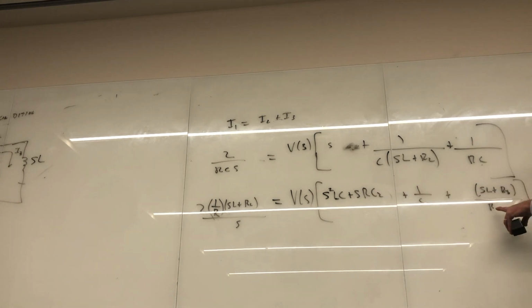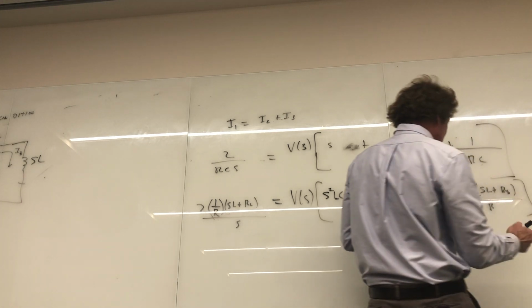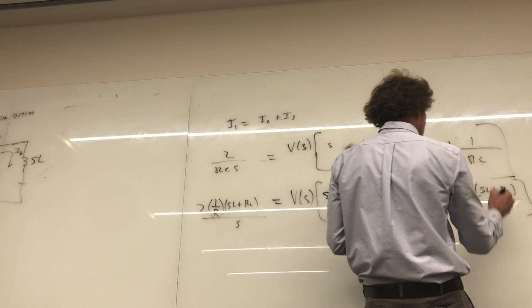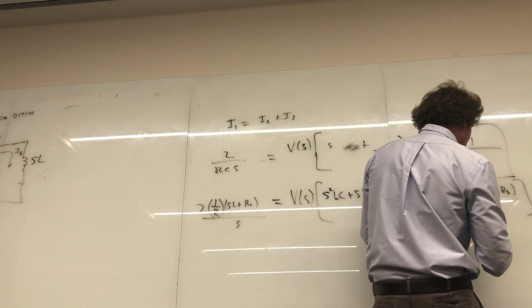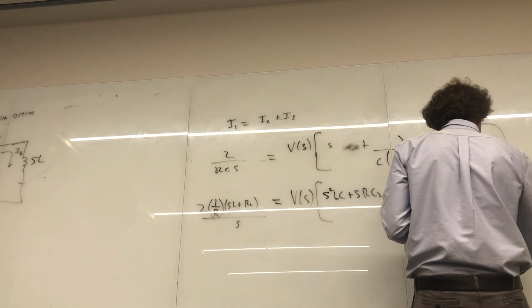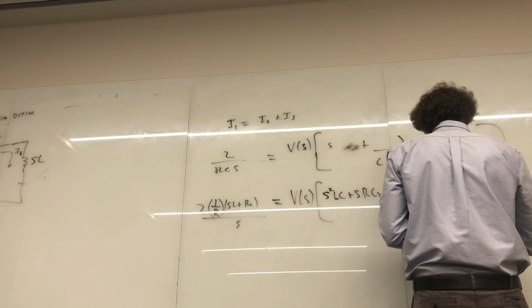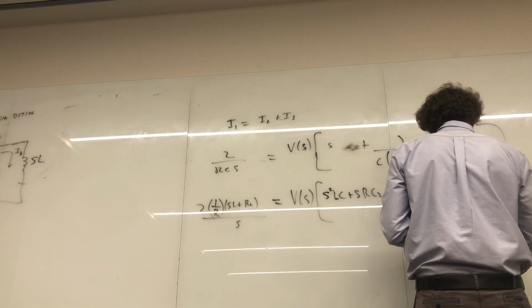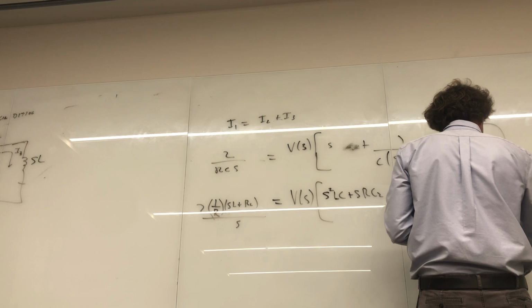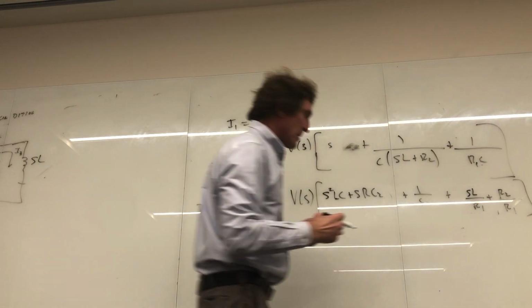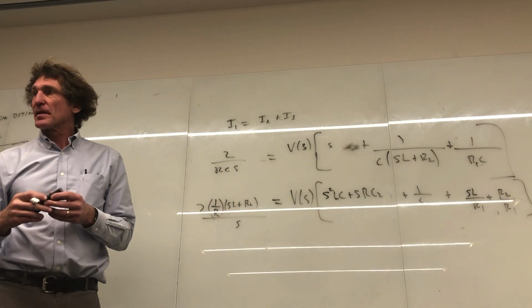Here, if I take a look at this, remember that's S right there. When I take this and divide individually through here, is that R1 or R2? I forgot. It's R1. All right, so then I could get SL over R1 plus, and then it would be R2 over R1. See where I'm going with this?